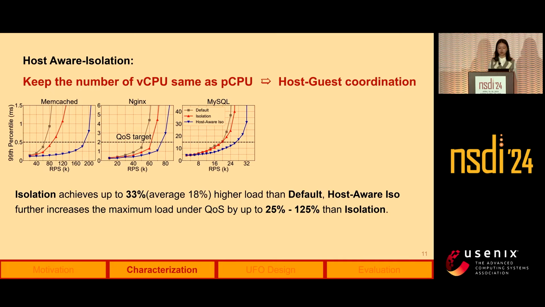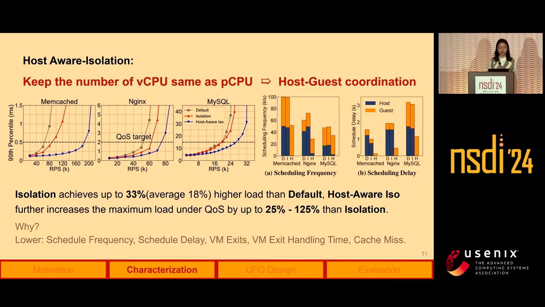We test under an oversubscription ratio of 2. The figure shows the VM's performance under 3 mechanisms. For each LC application, we experiment with increasing input load RPS as the x-axis and record the 99% latency of each RPS as the y-axis. The dotted line represents QoS targets. We found that under QoS targets, isolation achieves higher load than default, and host-aware isolation further improves by up to 125% compared to isolation.